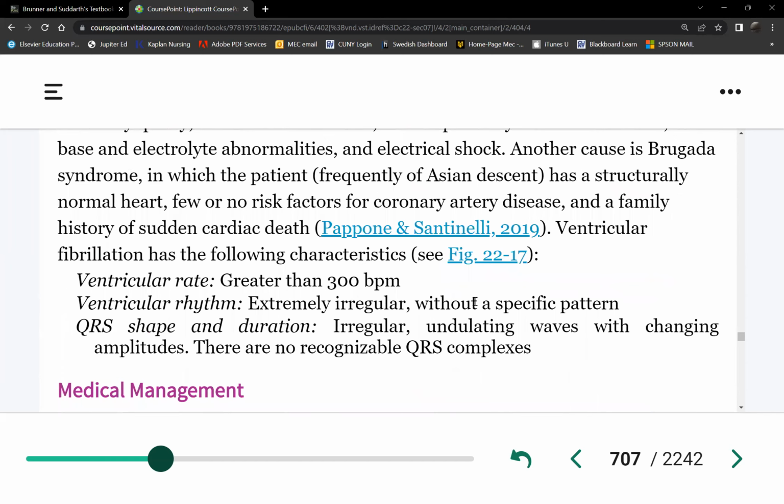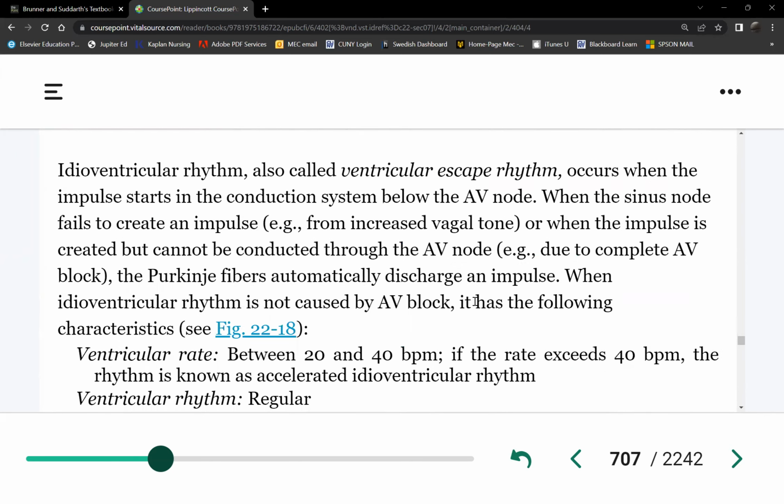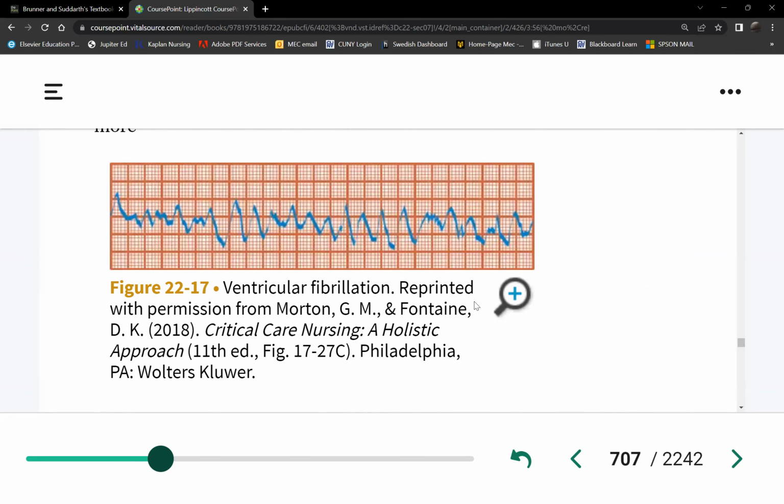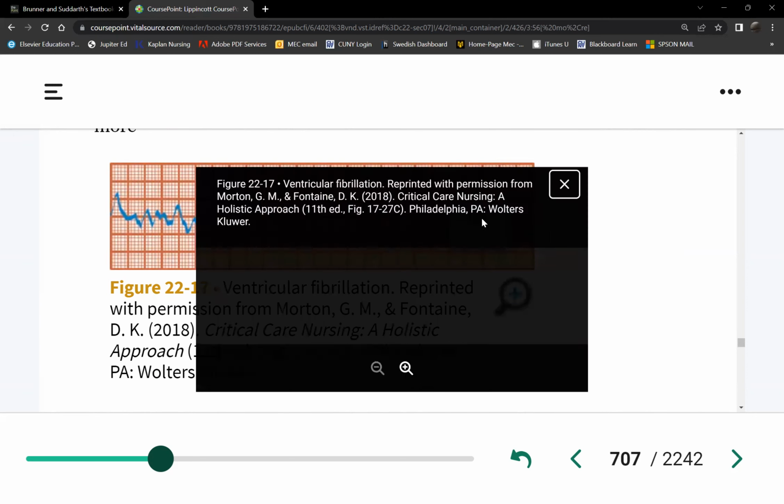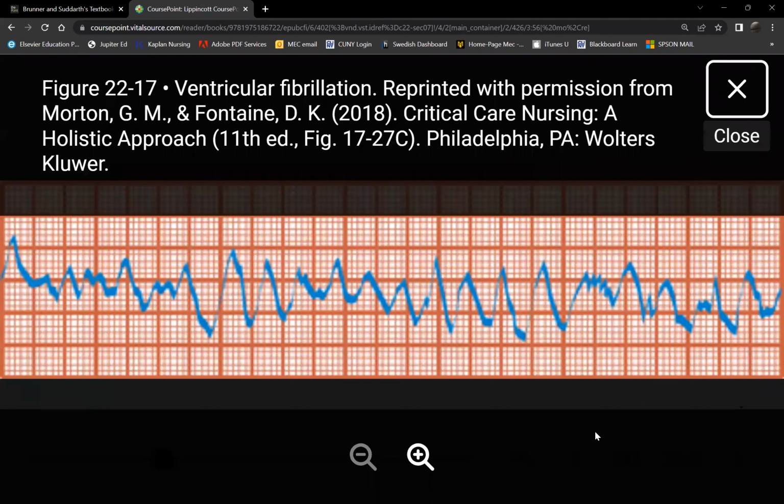So VFib is a really disorganized rhythm right here. It's highly disorganized. So what's the only treatment? CPR first and defibrillation. Okay. So this is again the same as pulseless VTAC. So you see that, then you call a code, begin CPR right away until the crash cart comes and you can defibrillate.